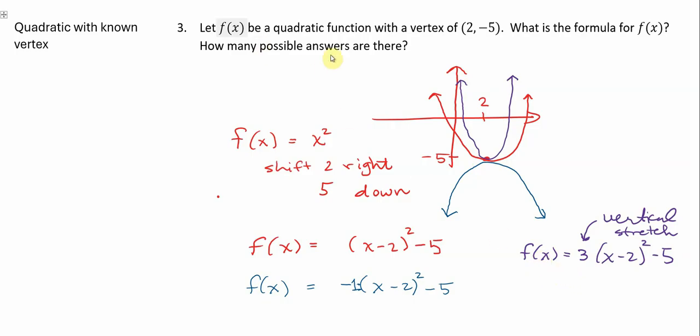So how many possible answers are there? Well, as many as there are different numbers that we can put in front of here. So I've given you 3 different answers here. But any number you put in front of here, as long as it takes the form x minus 2 quantity squared minus 5. So there are infinitely many answers. Okay? So given a vertex, we can draw a quadratic graph and we can write a formula for that graph, but there are going to be infinitely many different possibilities. Now let's take a look at a second example where there's a little bit more information.